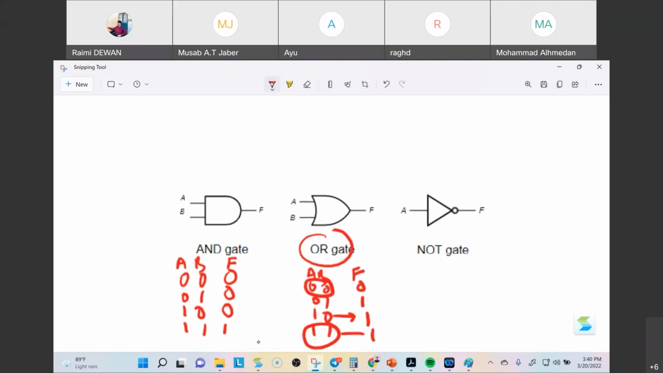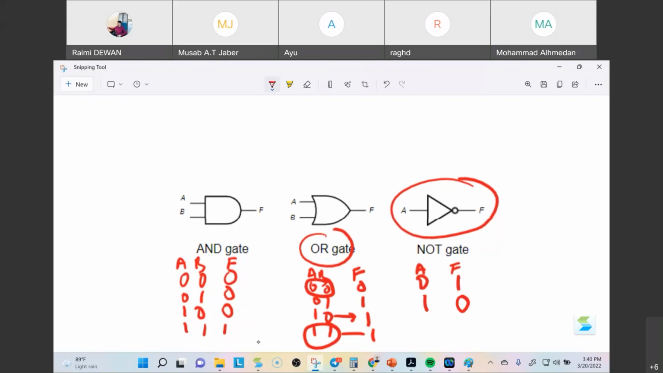Okay, this is 1. Okay, so the NOT gate. The NOT gate is actually an inverter. You only have one combination, because it has only one input. So if you have 0, what will be here? Yes, 1. If you have 1 here, you will have 0.